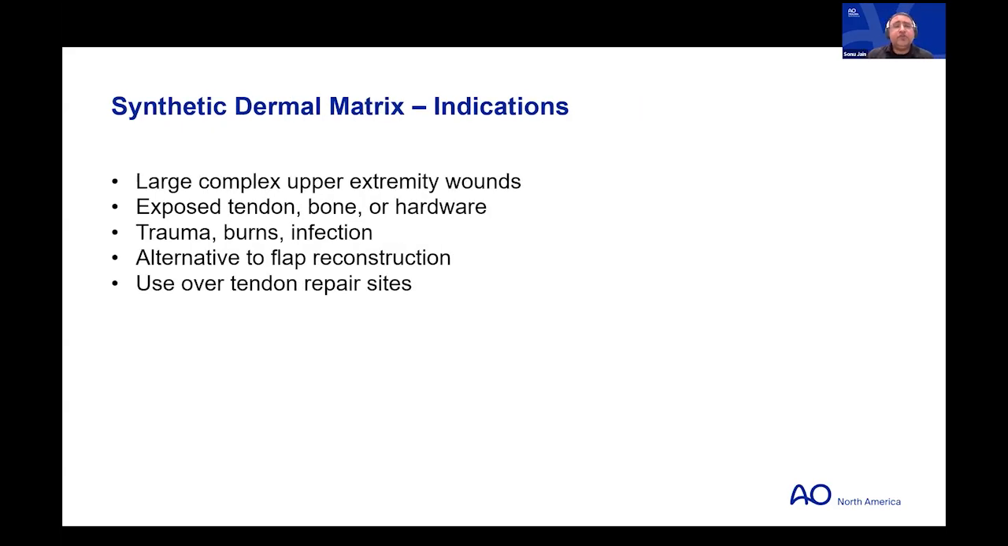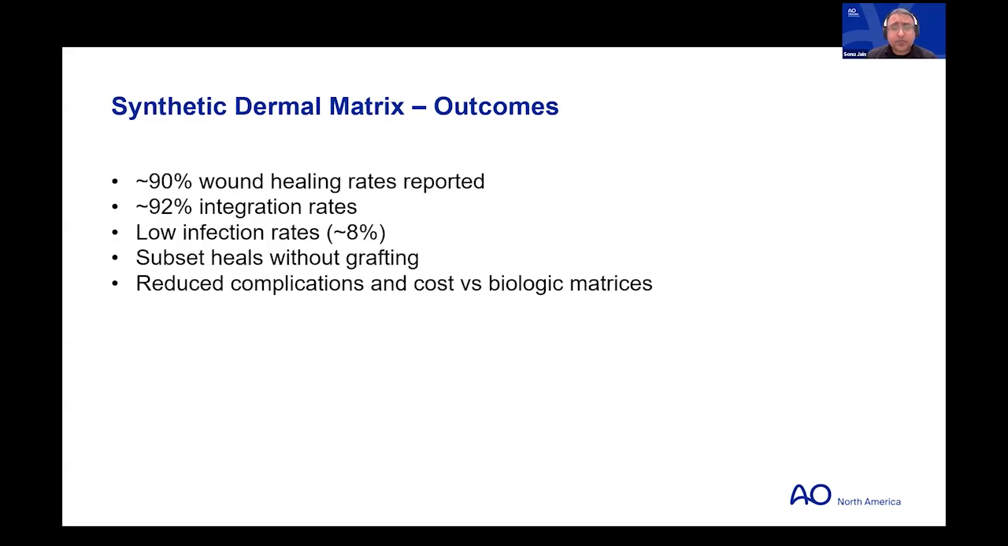Indications: large, complex upper extremity wounds, exposed tendon, bone, or hardware. For trauma, burns, infection, again, an alternative to flap reconstruction. You can use it over tendon repair sites to get that coverage. Pretty good outcomes from this. Wounds healed 90% of the time, with a greater than 90% integration rate and a low infection rate. A subset heals without grafting sometimes, and this can apply to other products as well, and it reduces complications and costs versus biological matrices. So when we're talking about costs, the synthetics tend to be a little cheaper as well.